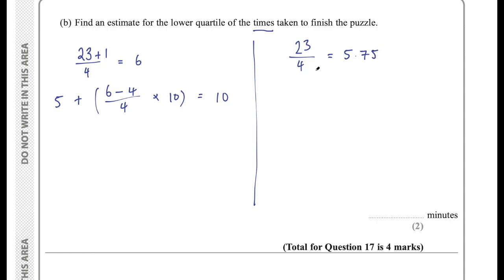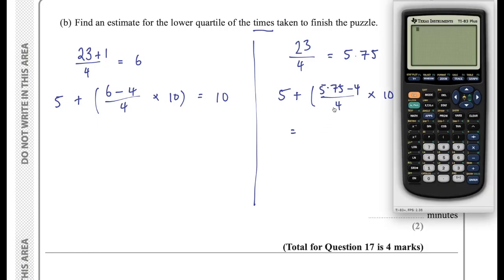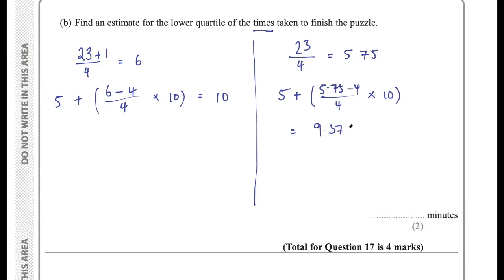And then you can do the same process. So you can do 5.75 take 4, divided by the frequency in that class interval of 4, and multiply by 10. Let's put that into a calculator. 1.75 divided by 4, multiplied by 10, gives 4.375. Plus 5 is 9.375 minutes. So both of these are correct.